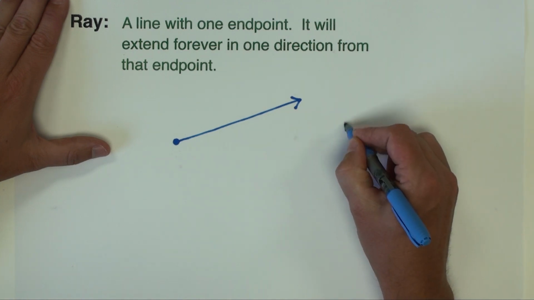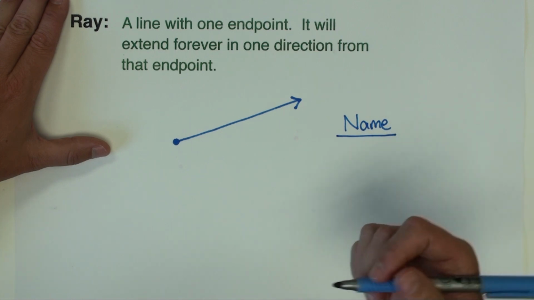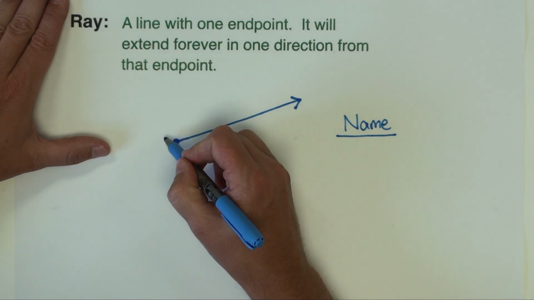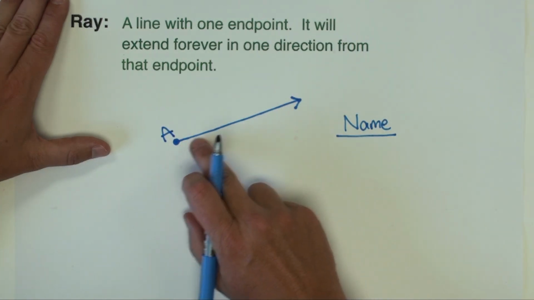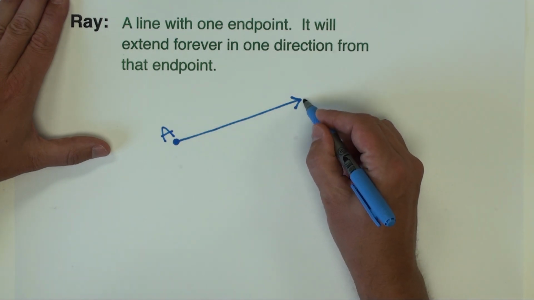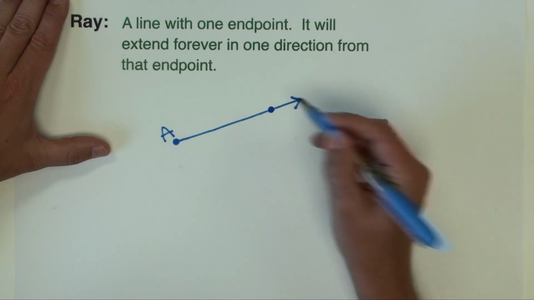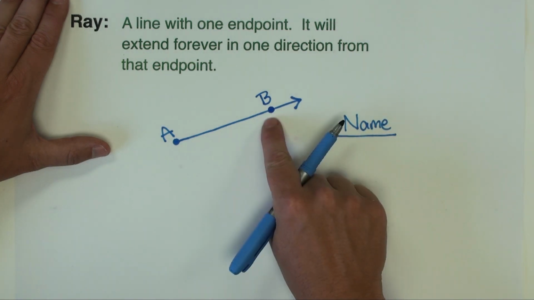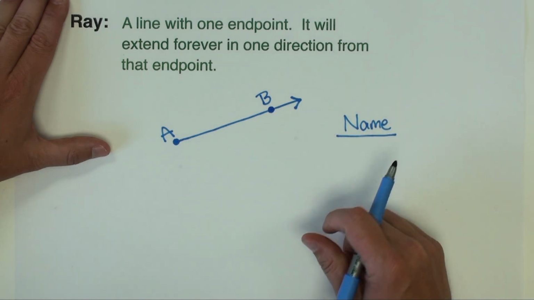Now, when we name a ray, just like with lines and segments, we need 2 points. So we've got this endpoint here. Let's call this endpoint A, but we need a second point. The second point can be anywhere on this ray, but do not put it at the end of the arrow. I see some students do that. Don't put it there. Put it anywhere on the line part. Let's call that B. Okay, so we've got points A and B, and then the ray extends through B, and it just keeps going that direction.